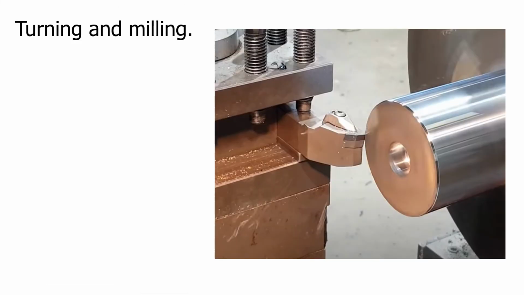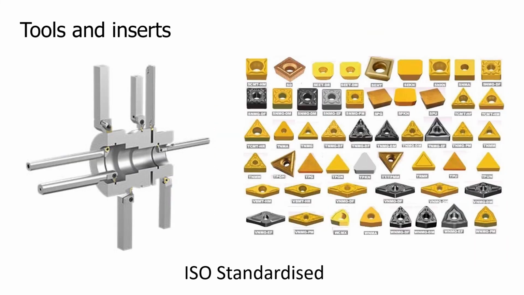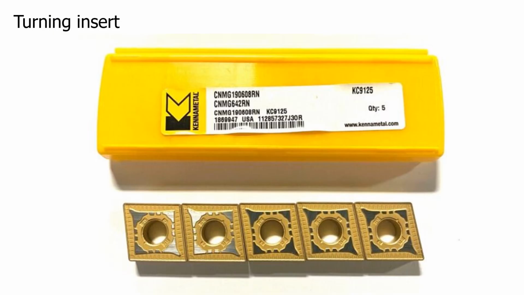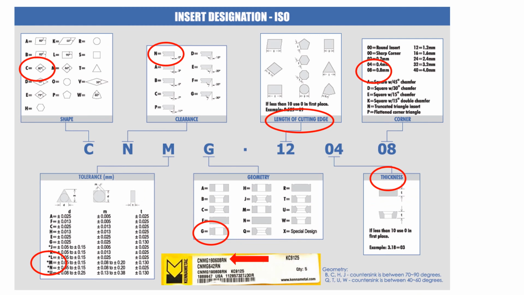How are the milling and turning inserts identified? As with the grades of carbide, the actual geometries and shapes are also standardized in the ISO system. Here's an example of the ISO designation for insert geometries and sizes. I grabbed this pack of inserts from my lathe. Let's go and have a look at an example.